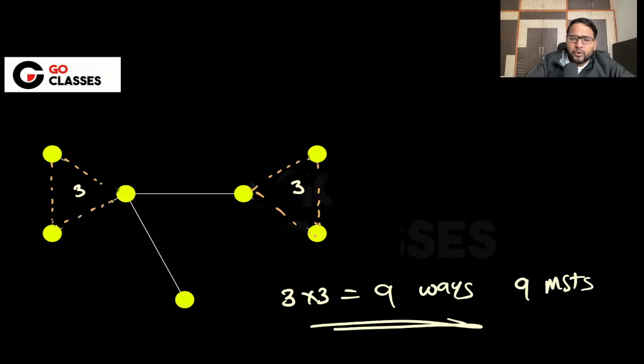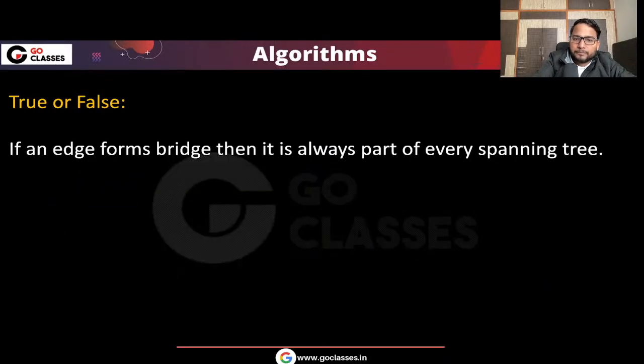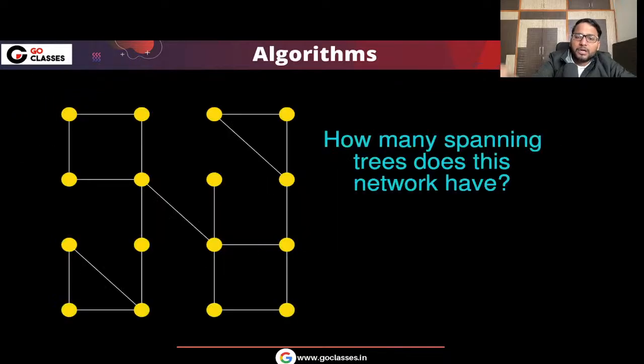See, there is no simple and direct formula. You need to apply the intuition. You need to apply the properties and so on. Let's solve more questions and you will get to understand more. So how many minimum spanning trees are possible here? Can you tell me? In this case, how many minimum spanning trees are possible?